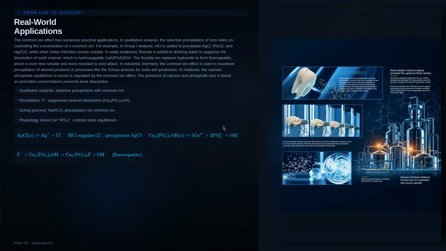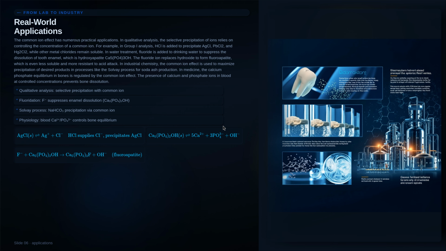The fluoride ion replaces hydroxide to form fluoroapatite, which is even less soluble and more resistant to acid attack. In industrial chemistry, the common ion effect is used to maximize precipitation of desired products in processes like the Solvay process for soda ash production.